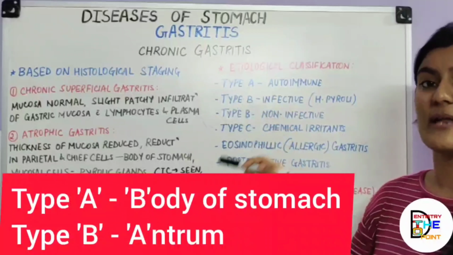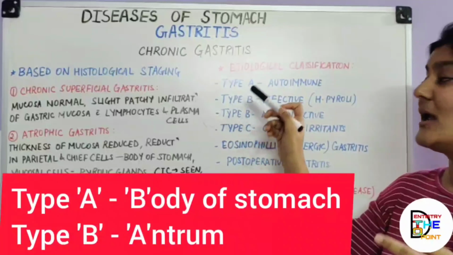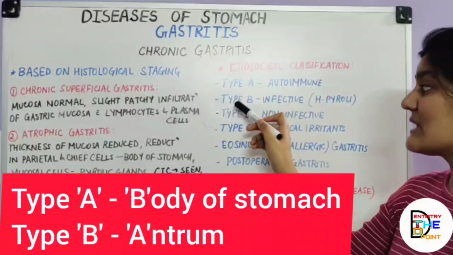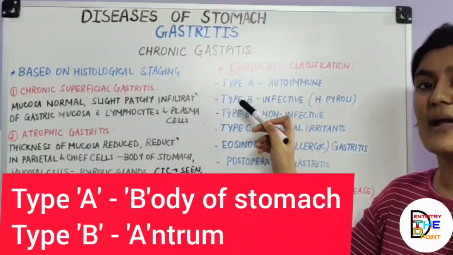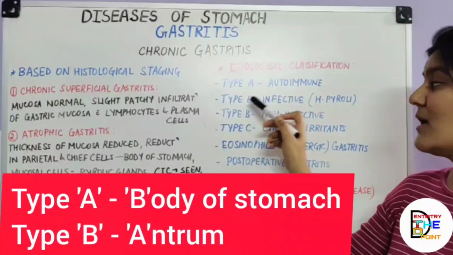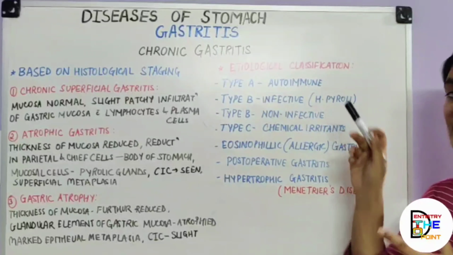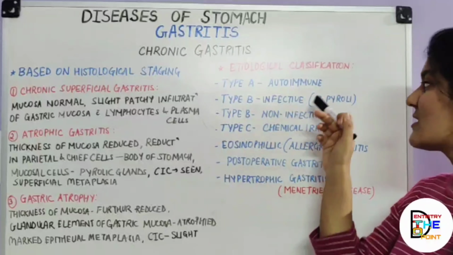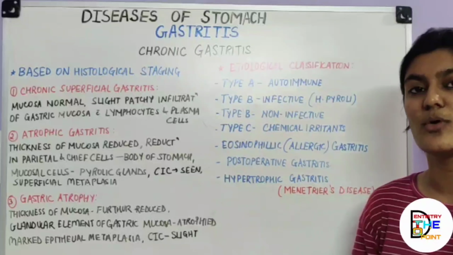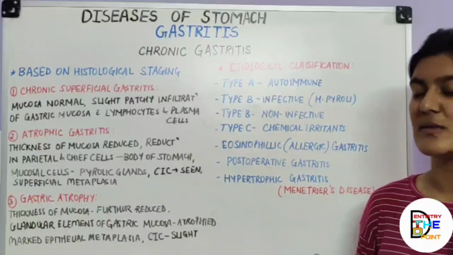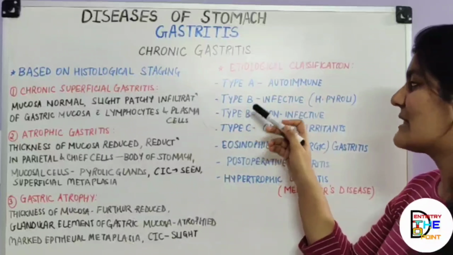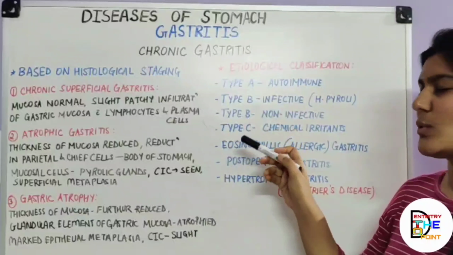So it is opposite of type A. See, type A was more common in the body, but this type B is more common in the antrum. Okay, and it spares the body. So this type of bacteria is there. This is the mechanism by which this bacteria colonizes your gastric mucosa and then it produces damage there.